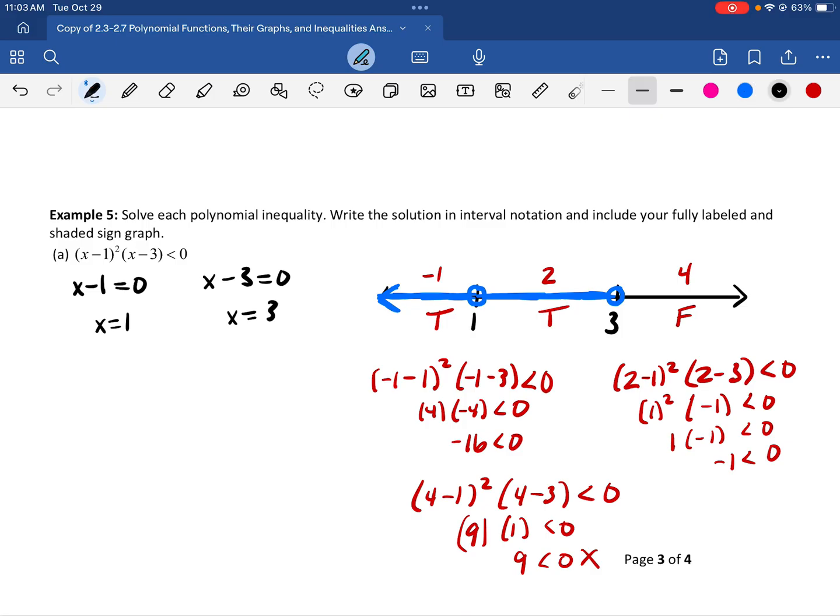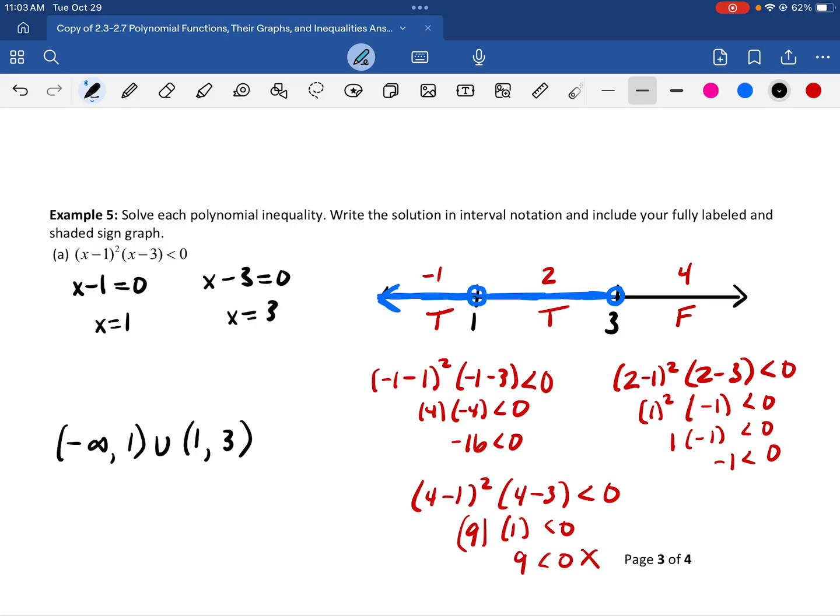So if we're writing our interval, we're going to have from negative infinity, starting on the left, negative infinity up to 1 with a parenthesis, union. We pick up on the other side of 1 and we go to 3. All those had parentheses because none of them were equal to.